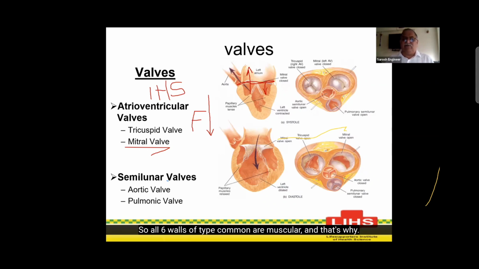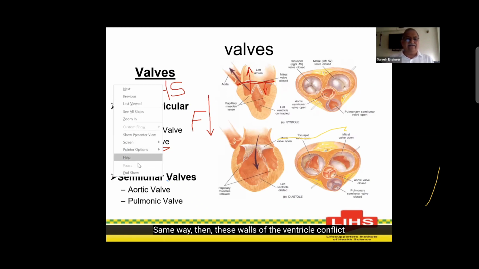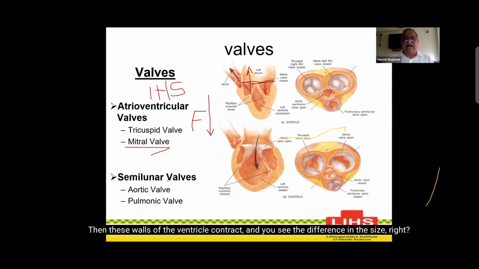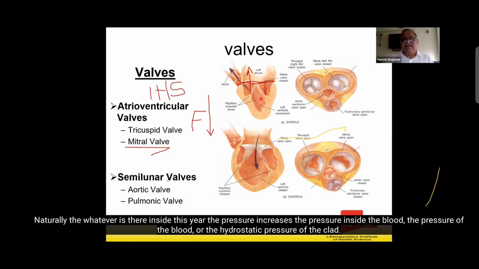So all six walls of the abdomen are muscular, and that's why intra-abdominal pressure can be increased. Same way, when these walls of the ventricle contract, you see the difference in the size, right? So the walls of the ventricle have contracted. When the walls of the ventricle have contracted, naturally whatever is there inside, the pressure increases. The pressure inside the blood, the pressure of the blood, or the hydrostatic pressure of the blood.